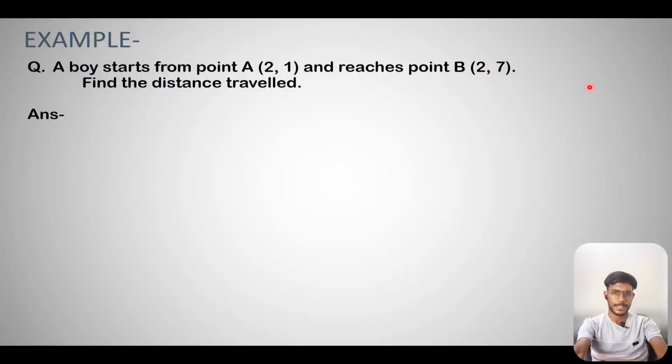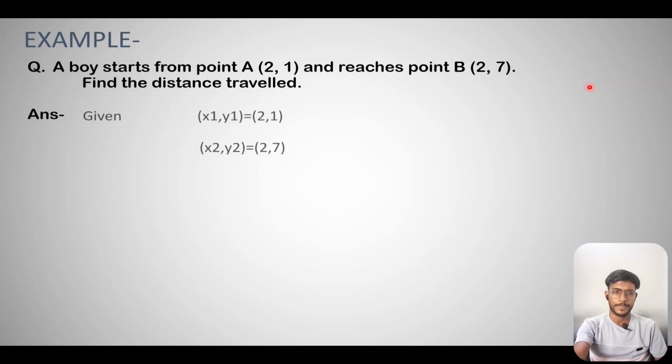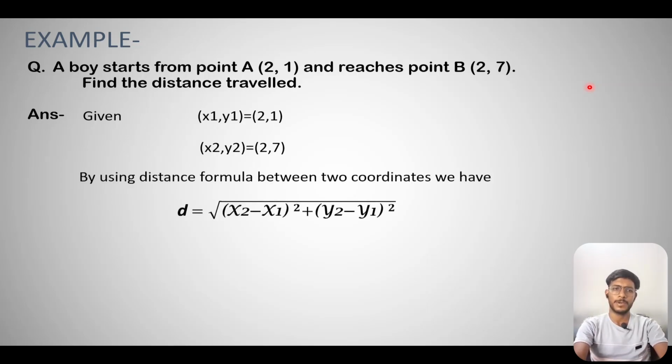Let us take one example. A boy starts from point A and reaches point B. Find the distance traveled. Let there be two points A and B. The coordinates are given: 2, 1 and 2, 7. Let 2, 1 be x1, y1 and 2, 7 be x2, y2. We will put the values of x1, y1 and x2, y2 in the equation which we have just derived. So D will be root over of x2 minus x1 square plus y2 minus y1 square.